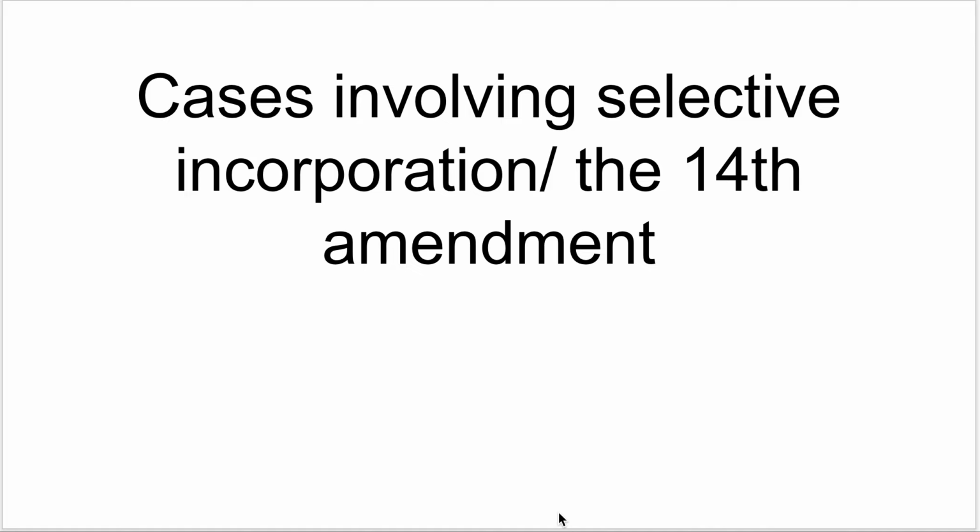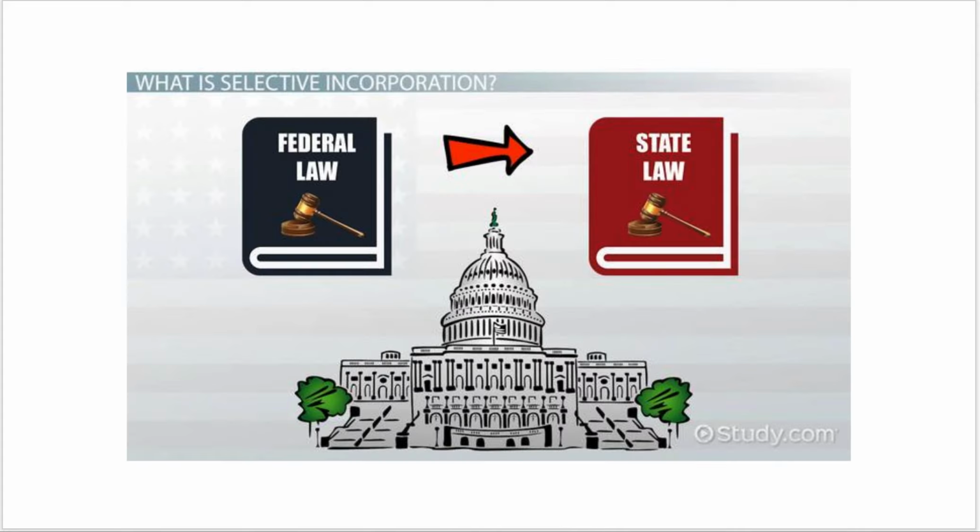The first case related to selective incorporation is Gideon v. Wainwright, which happened in 1963. For context, a man named Gideon was charged with breaking and entering in a Florida state court. He requested a court-appointed lawyer but was denied, as defendants could only have an attorney be appointed in capital cases under Florida law. As a result, he sued the court for violating his constitutional rights.